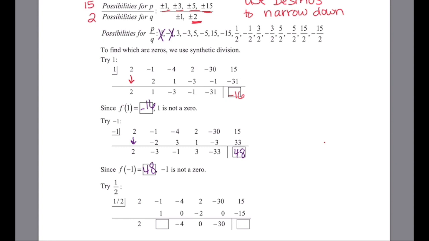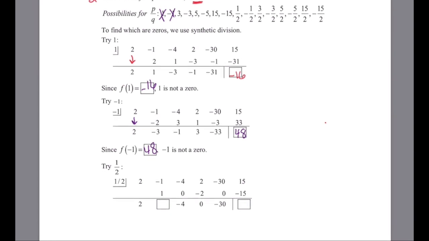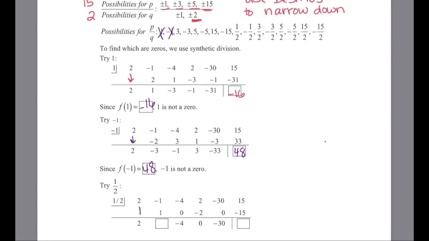Then we're going to start working with halves and our fraction pieces. Bring down 2. 2 times a half is 1. This would give me a 0. 0 when we multiply. -4 times 0 is -4. Half of -4 is -2. Add a 0. Bring over the 0, and when we multiply, half of -30, oh, we found a 0. And if I were to graph this, I would see that 0.5 is a 0 on my graph.